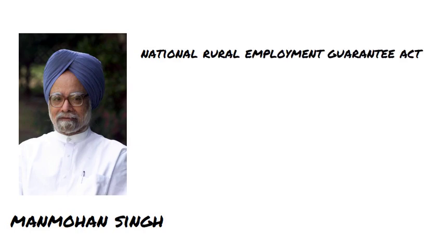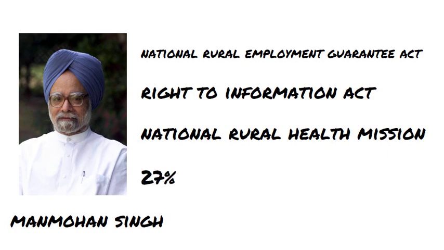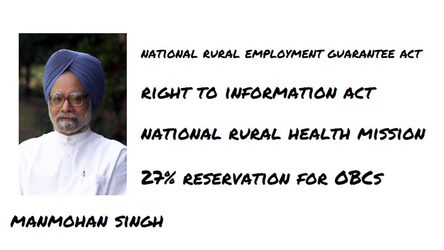13. Manmohan Singh. He served as the Prime Minister from 2004 to 2014. He was the first Prime Minister after Nehru to be re-elected to office after completing a full 5-year term. He enacted the National Rural Employment Guarantee Act, the Right to Information Act, and the National Rural Health Mission. His government reserved 27% of the seats for OBCs in the premier educational institutions in India.